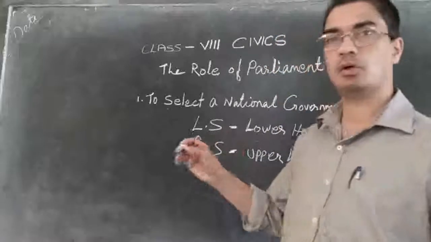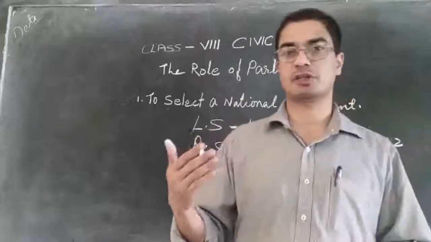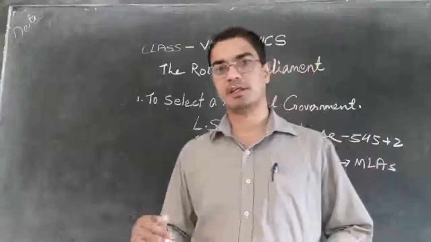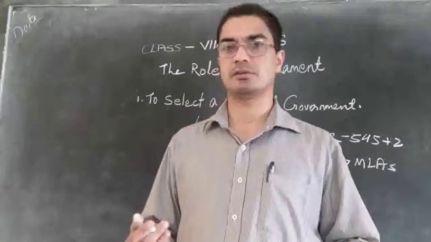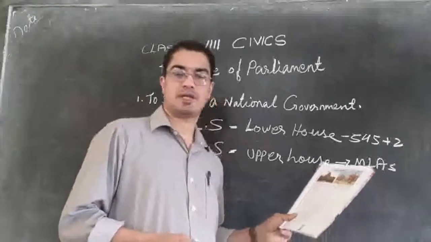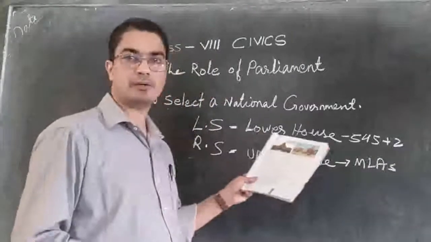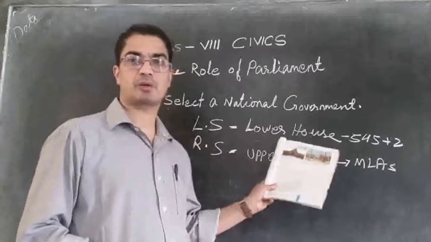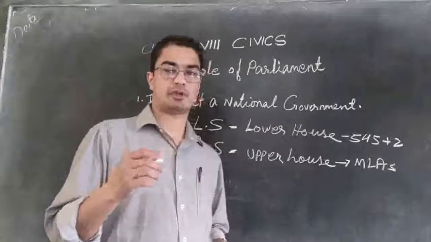In order to pass that law, more than half of the members have to support it. So a party that has more than half of the members and forms the government, for them it is easy to pass a law because they will have enough members from their own party who will support the bill.